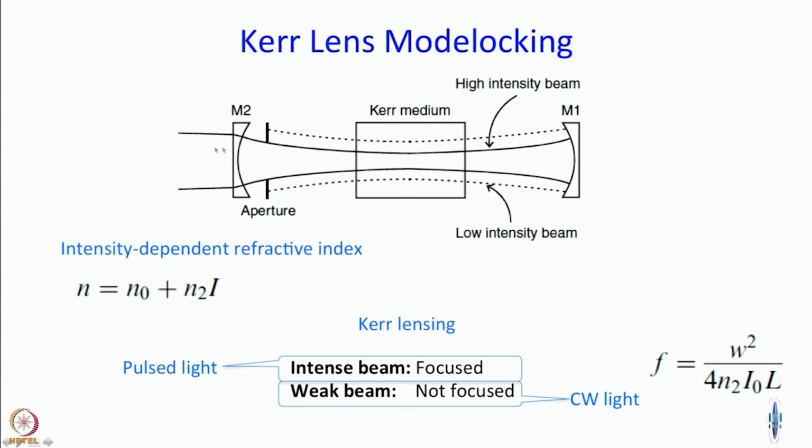The CW light in the fringe will get blocked and pulse light more towards the center will pass through. Okay. So, a combination of Kerr medium, 2 mirrors and a pinhole can give you a laser whose output is pulsed. Any question?